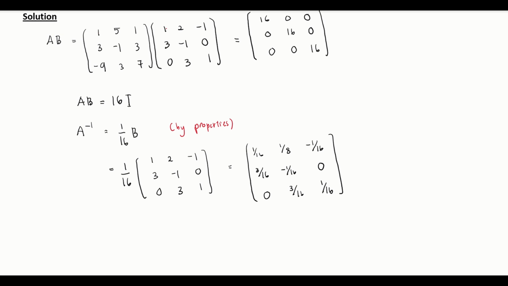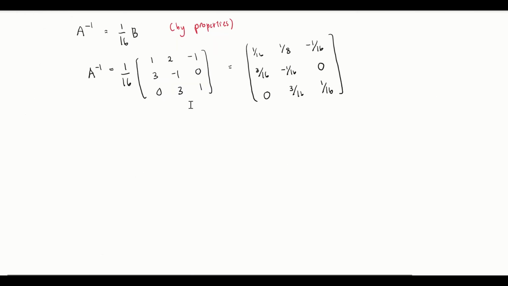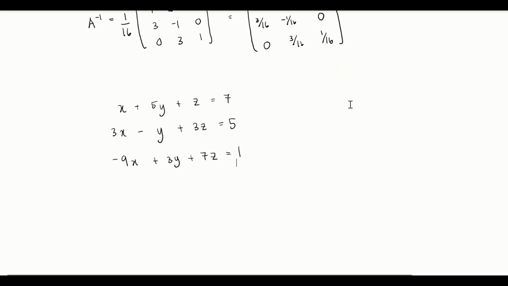So this is the first part of the question, where we find A times B and also A inverse. The second part of the question is, hence, to solve the following linear equation. We need to solve x plus 5y plus z equals 7, then 3x minus y plus 3z equals 5, and the third equation is negative 9x plus 3y plus 7z equals 1. So this is a system of three linear equations that we need to solve.